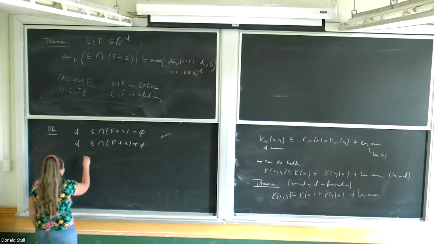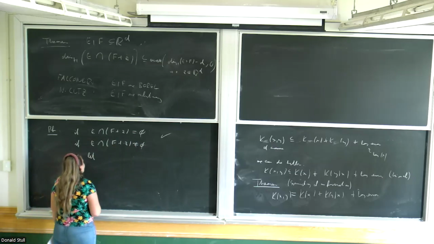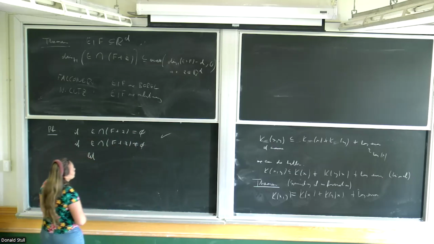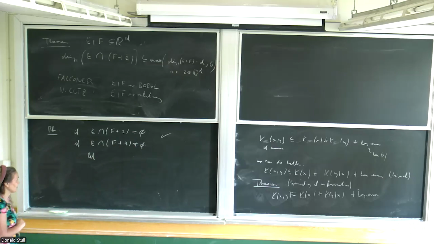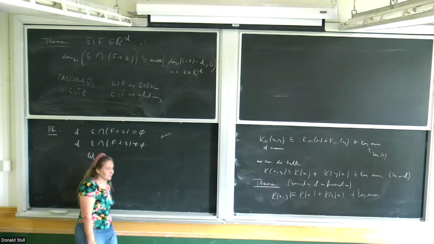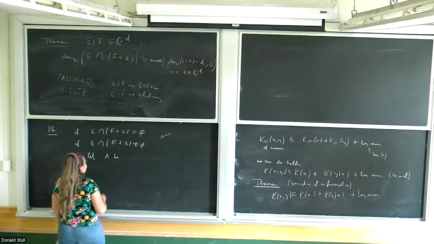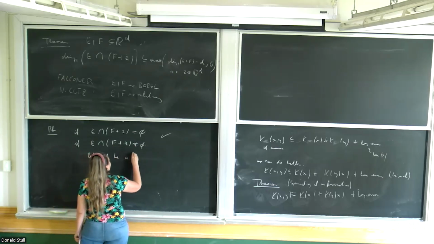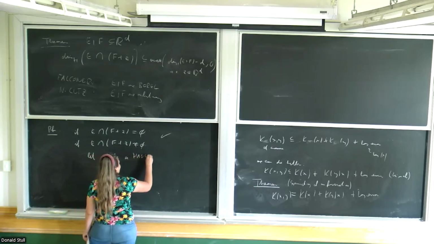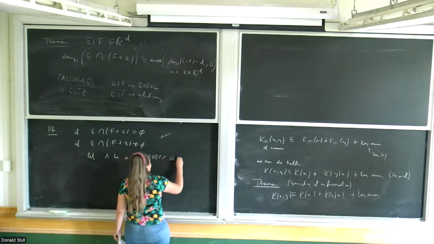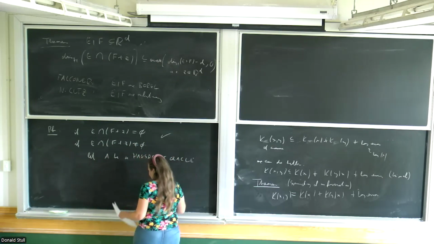And now I will use, of course, the complexity characterization of dimension. So let A be what we call a Hausdorff oracle of the product set.